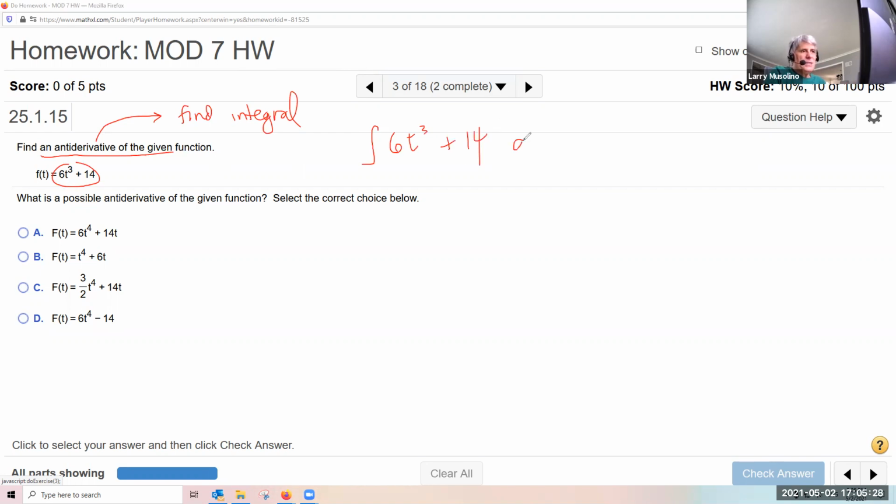And I'm going to put a dt out here. The dt will remind me that here we're using t as the variable, not x. Of course, it doesn't matter. We can use t, we can use x, we can use any letter we want.